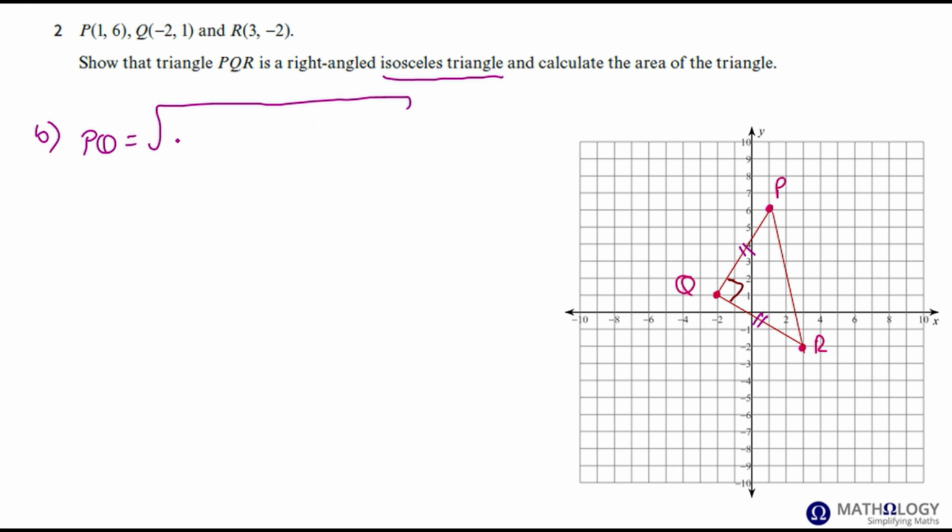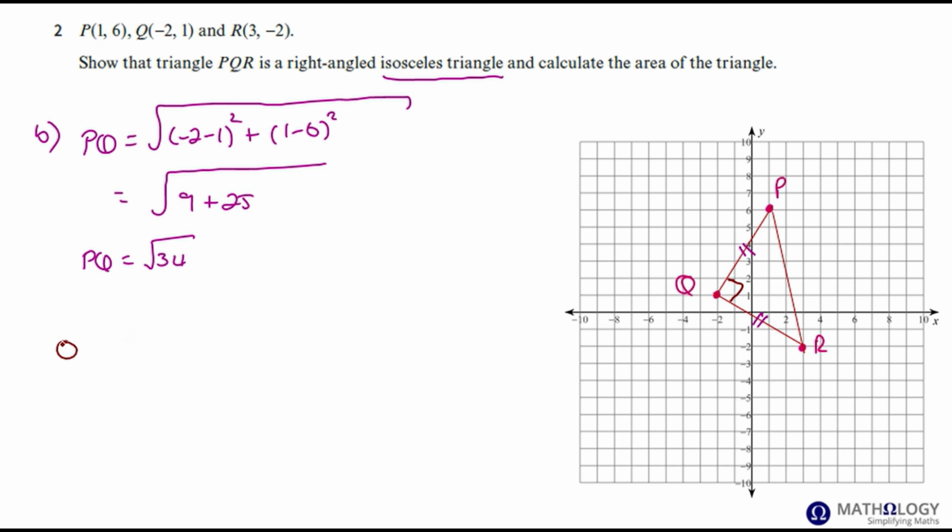So PQ is the square root of x2 minus x1 all squared, so minus 2 minus 1 all squared, plus y2 minus y1, 1 minus 6 all squared. PQ is the square root of minus 2 minus 1 is minus 3 all squared is 9, plus 1 minus 6 is minus 5 all squared is 25. So PQ equals the square root of 34.